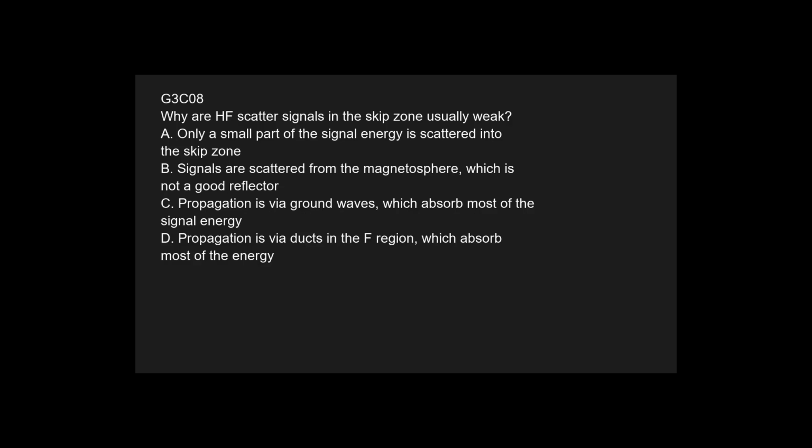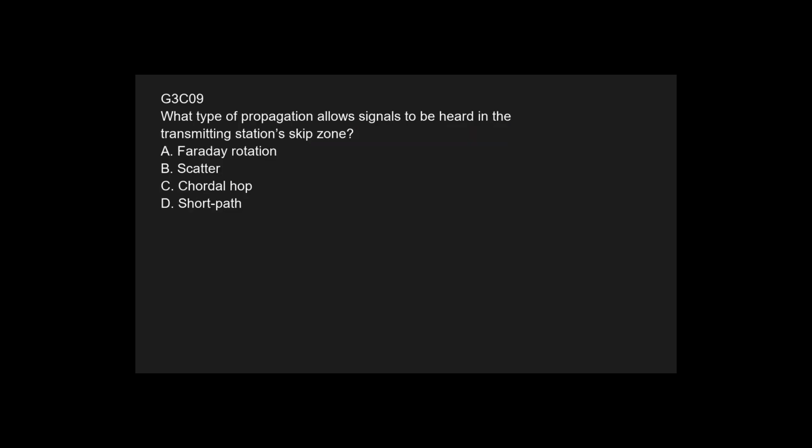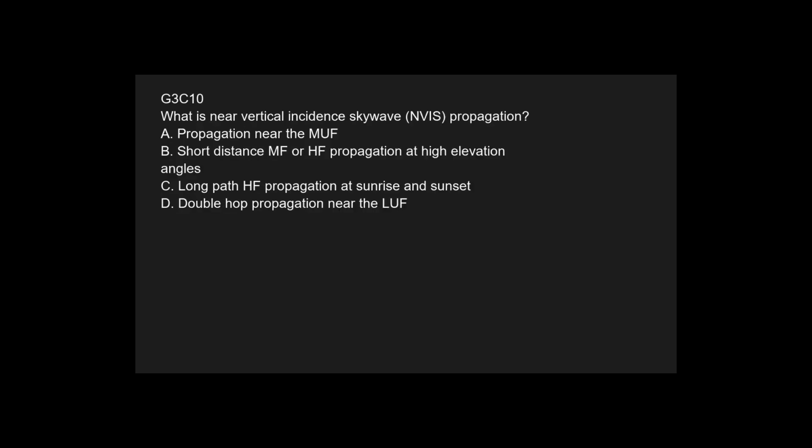Question: why are HF scatter signals in the skip zone usually weak? The correct answer is A. Only a small part of the signal energy is scattered into the skip zone. Question: what type of propagation allows signals to be heard in the transmitting station skip zone? The correct answer is B. Scatter.